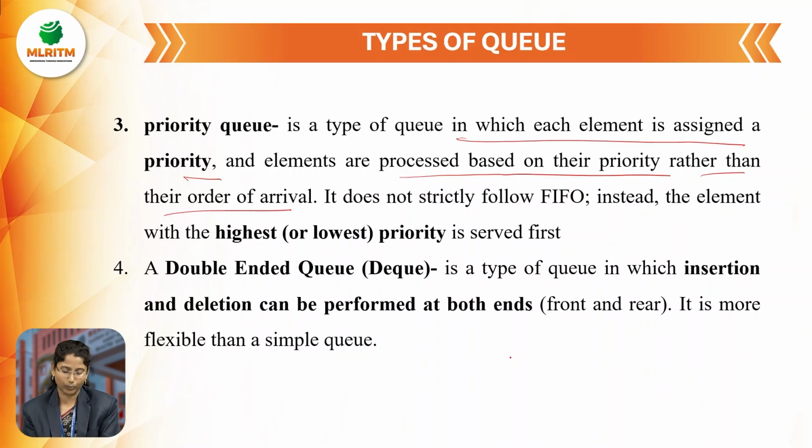The next type of queue is the double-ended queue, where insertion and deletion can be performed at both ends. Normally, in a simple or linear queue, insertion happens from the rear end and deletion happens from the front end. Whereas in the double-ended queue, insertion and deletion can be done from both ends.